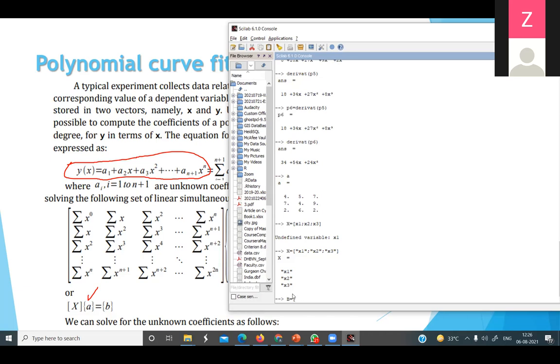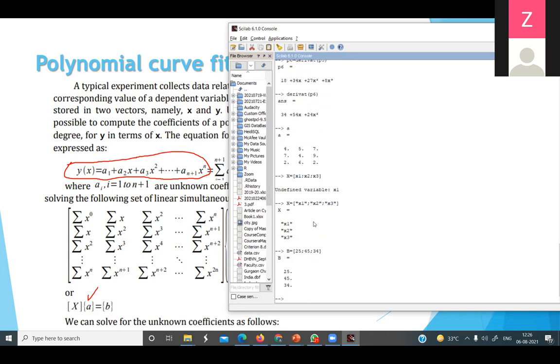Let's take a little bigger numbers, say 25, 45, and 34. Some arbitrary numbers are there. So there are three matrices. One is A. This is the equation which I'm trying to explain, AX equal to B. So there's a matrix A, then X is another matrix, B is another matrix. I want to calculate the values of X.